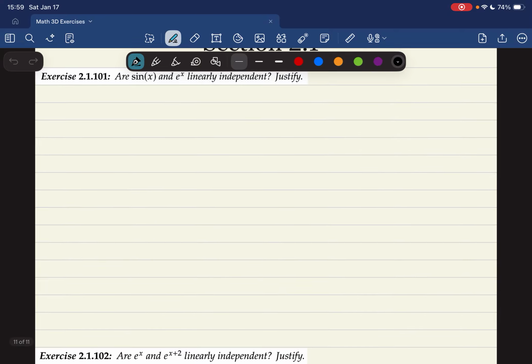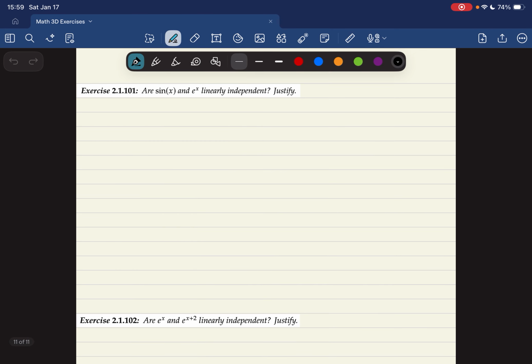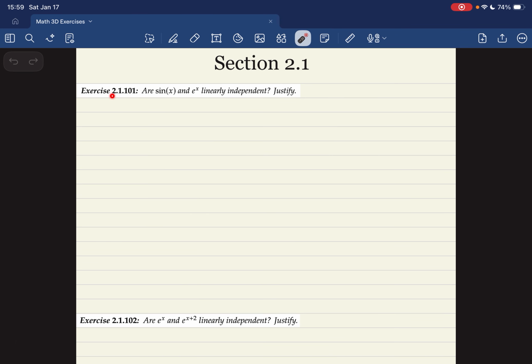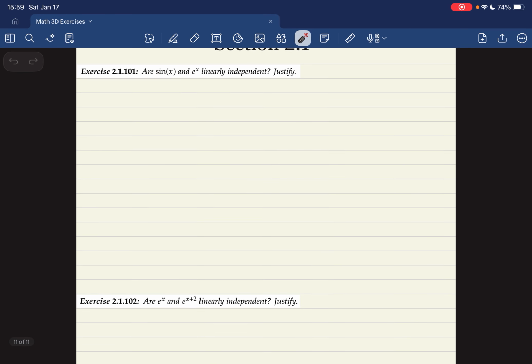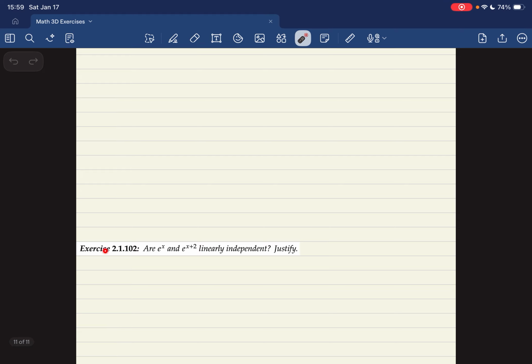So our two exercises are right here. I'm going to be doing two exercises on linear independence. The first of which is 2.1.101, which asks, are sine of x and e to the x linearly independent? Justify. And then the second exercise is 2.1.102. And this one asks, are e to the x and e to the x plus 2 linearly independent? Justify.